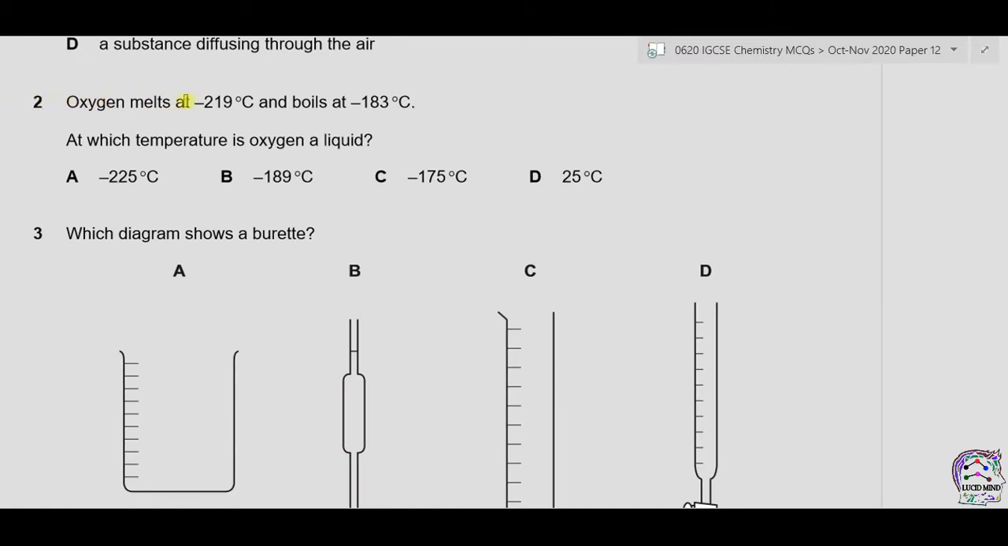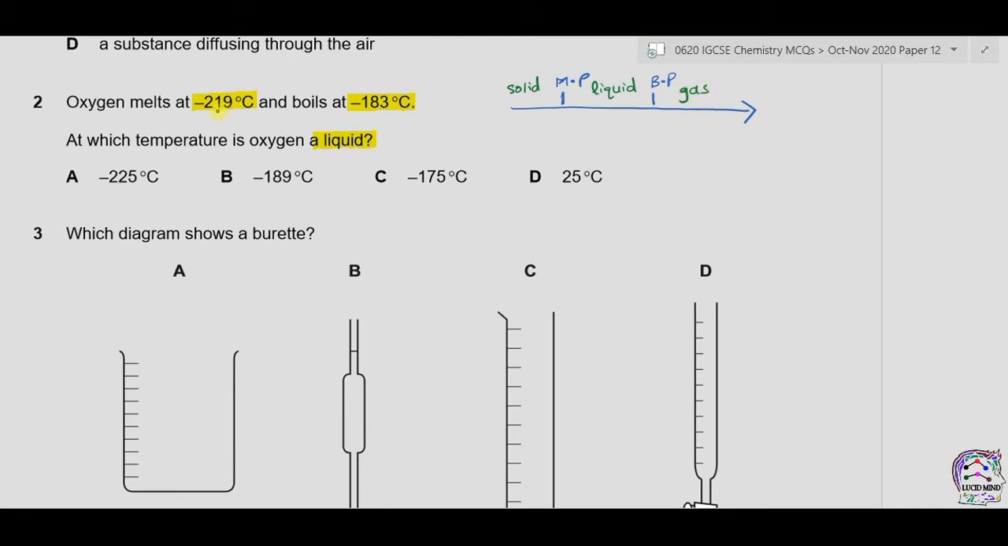Question 2. Oxygen melts at minus 219 degrees centigrade and boils at minus 183. At which temperature is oxygen a liquid? We can solve this type of question by drawing temperature line. Temperature increases in this direction. As melting point will be lower than boiling point, so melting point comes first and then comes boiling point. Now the state before melting point is always solid state. After melting point, the substance becomes liquid, so the state is liquid. While after boiling point, the substance will become gas.